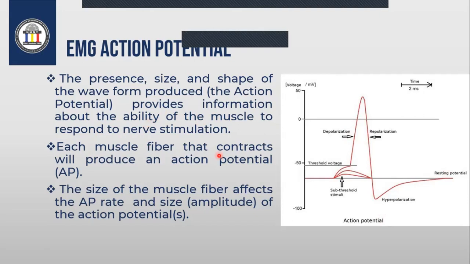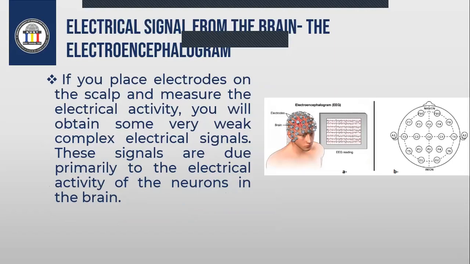Each muscle fiber that contracts will produce an action potential. Each takes about 2 milliseconds to produce this. The size of the muscle fiber affects the AP rate and the size of the action potential. So depending on the size of the muscle that contracts, of course, the rate will change, and the size or amplitude of the action potential will change as well. It depends on the type of the muscle.